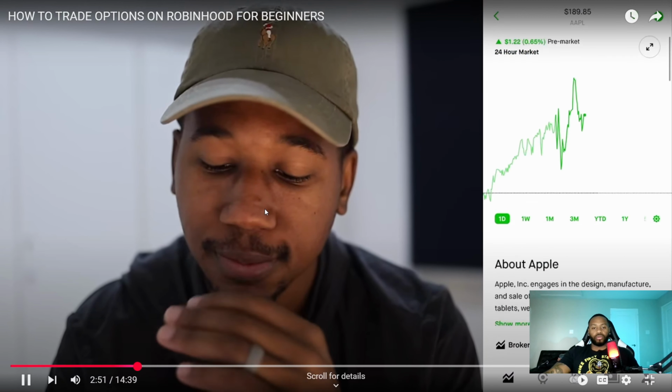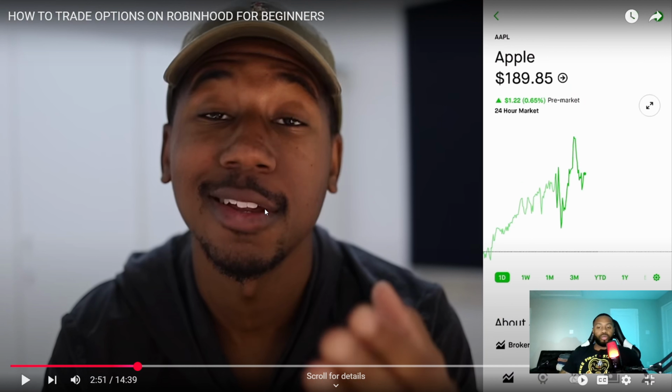Click on it. If you've got a company you want to trade but you don't know the ticker symbol, go to Google. For example, you want to trade Microsoft. Type in "what is Microsoft's ticker symbol", and it's going to give you the ticker symbol. You can come back to Robinhood, put it in the search box, and then it'll pop up.